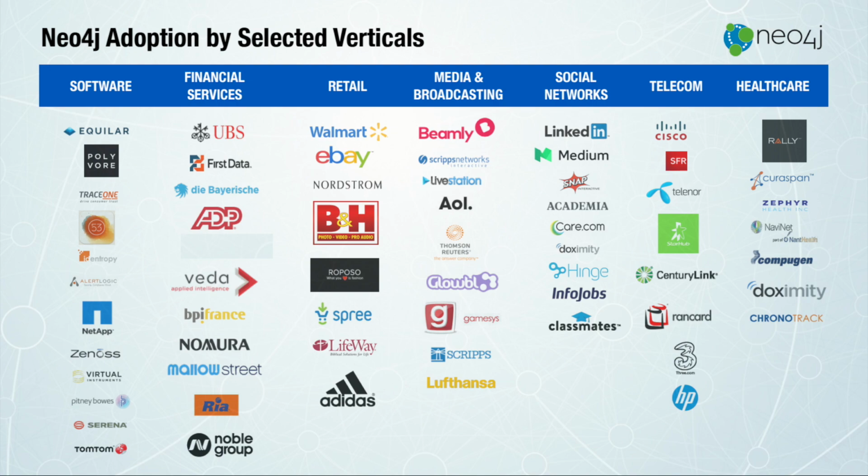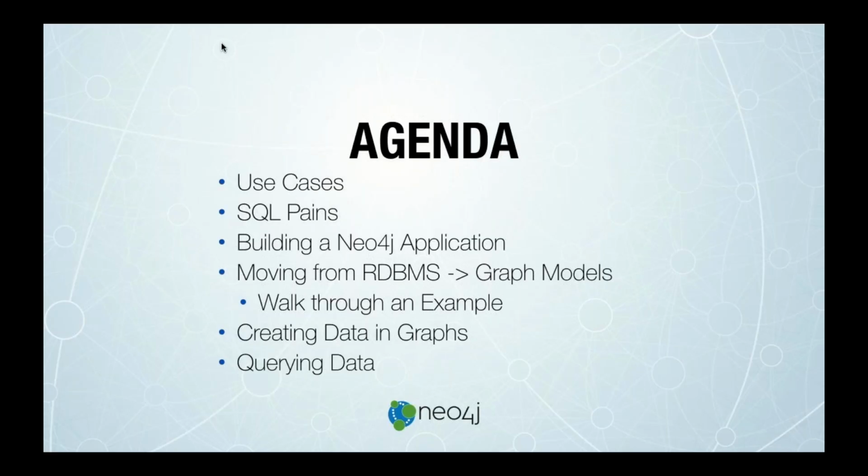So now I've got to the agenda slide. We're 33 minutes into the webinar. I talked about use cases. I'm going to talk a little bit about the pain that your SQL developers go through, and then I'm going to talk about building a Neo4j application, as well as moving between the different types of models and how you might make the decision about how to model your graph based off your relational data. And if I have time, I'm going to get into a few other topics here as well.